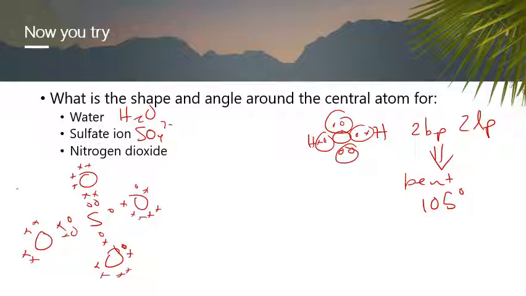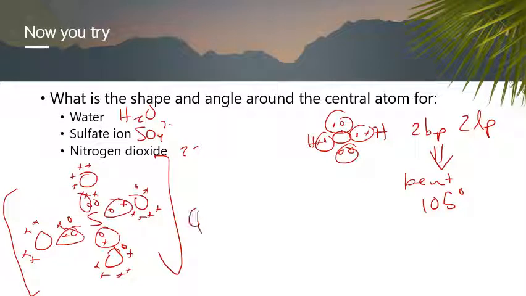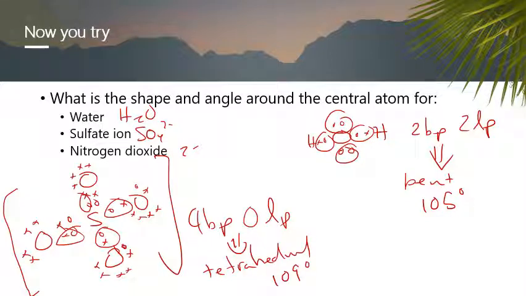And that's it. 2 minus. So looking at sulfur, I have 1, 2, 3, 4 bond pairs and 0 lone pair. So this should tell me this is a tetrahedral, 109 degrees.